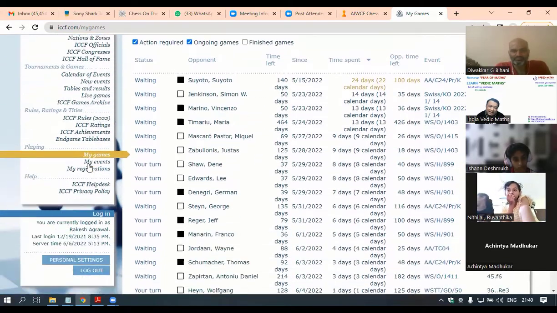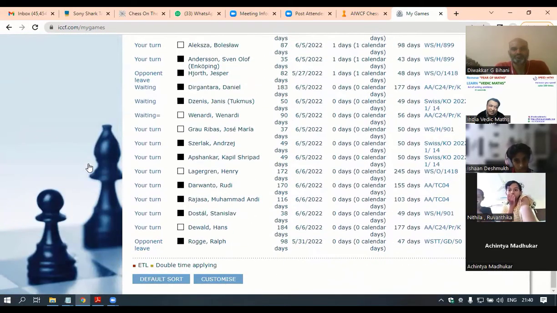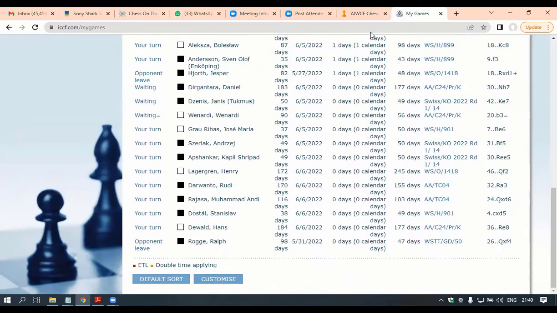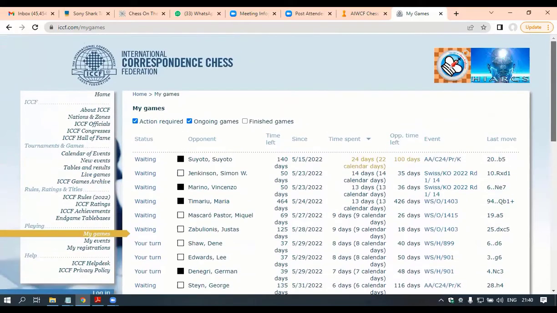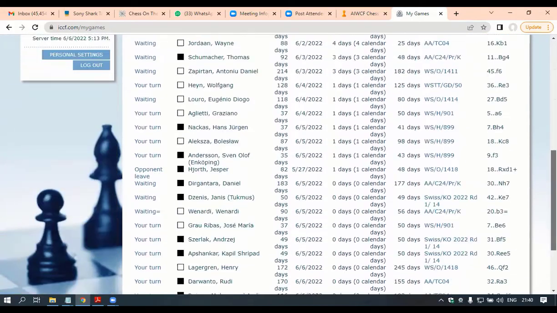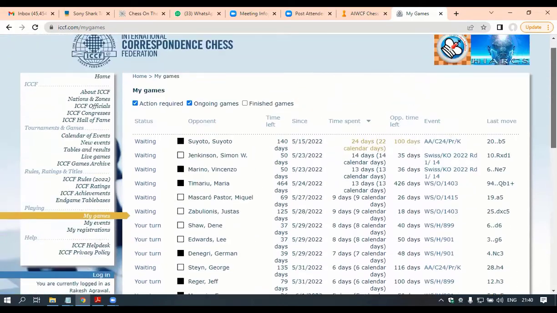This is only for ICCF. Then AICWCF is also there. So guys, I suggest all of you to register for AICWCF because you will get a lot of games. See, I am playing so many games. I'll show you the rating-wise also. See how my rating is going on, so that you know how it's helping.